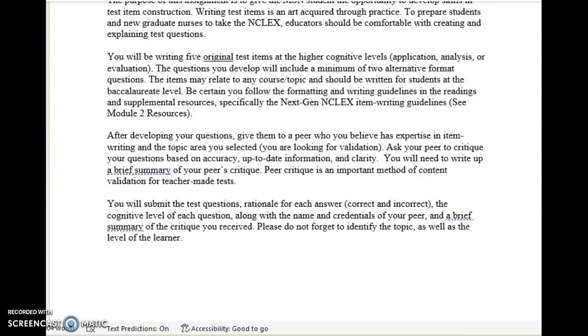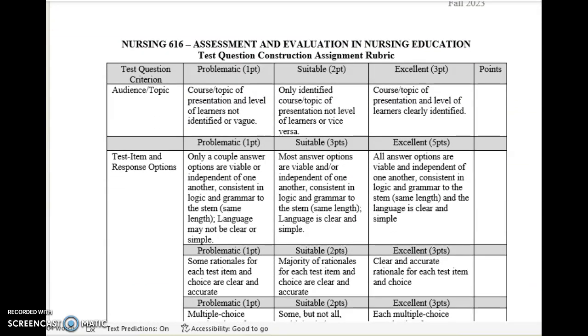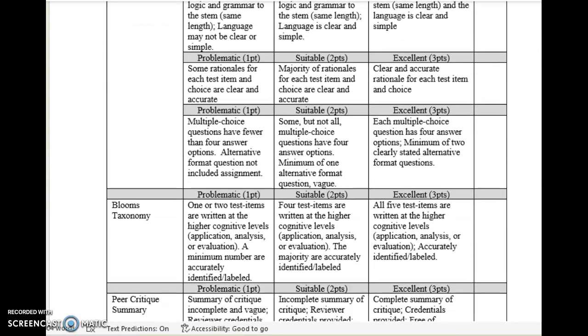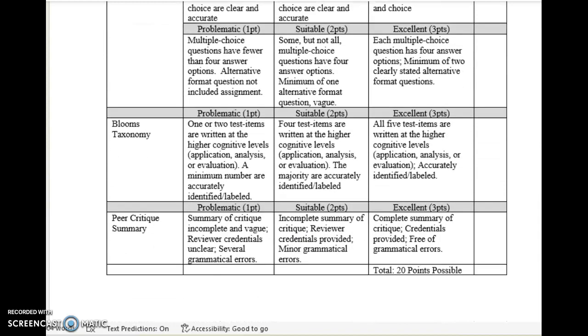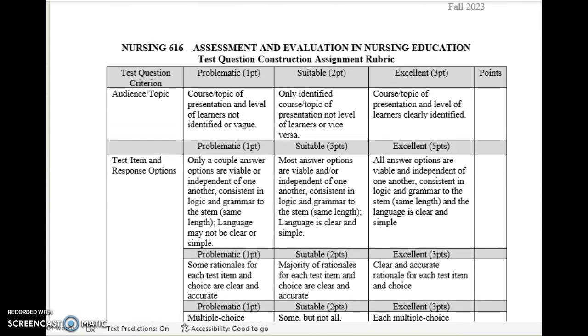If you have any questions, please do not hesitate to reach out to me. The rubric follows the guidelines for the assignments, and please do take some time to review the guidelines and the rubric carefully prior to submission. But as always, if you have any questions or concerns, please do not hesitate to reach out to me.